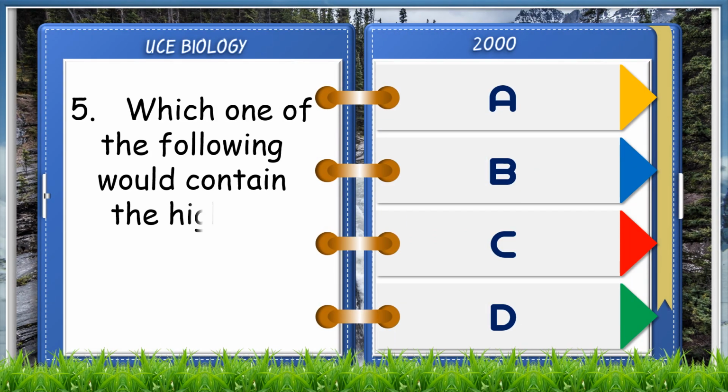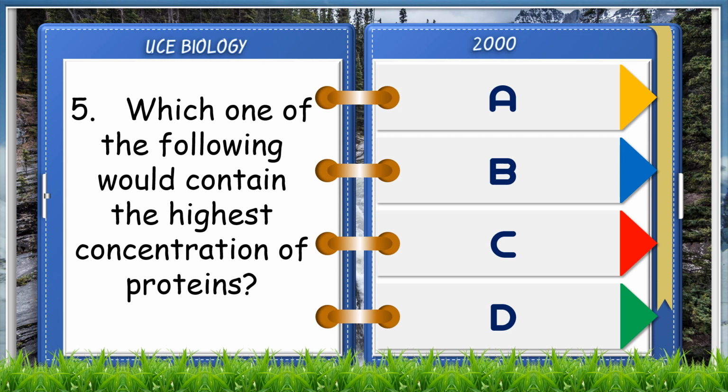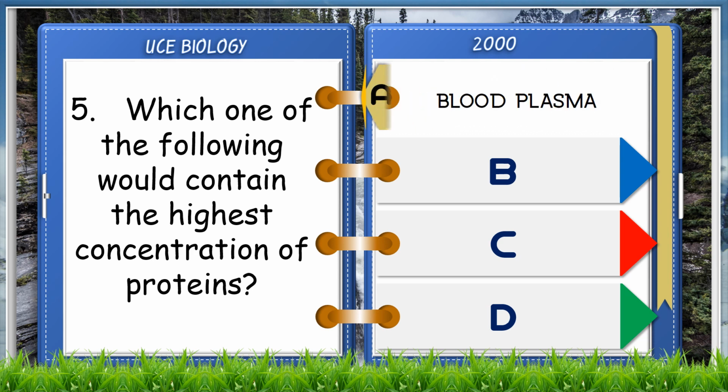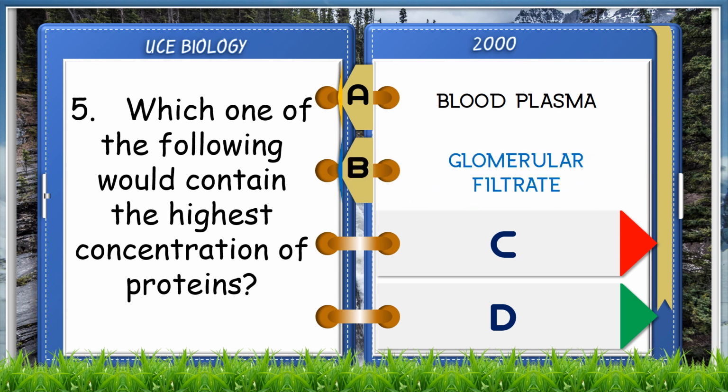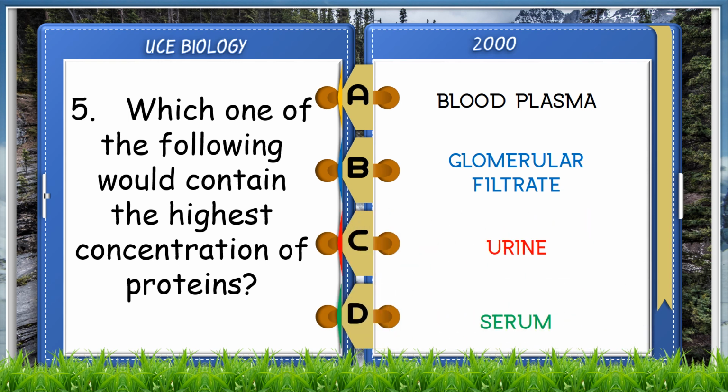Which one of the following would contain the highest concentration of proteins? A. Blood plasma. B. Glomerular filtrates. C. Urine. D. Serum. The answer is A. Blood plasma.